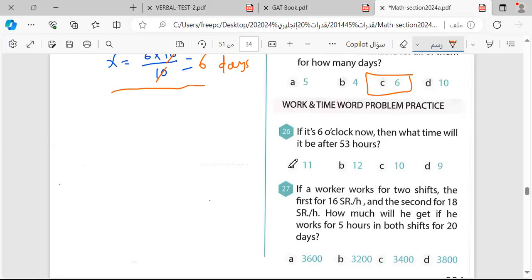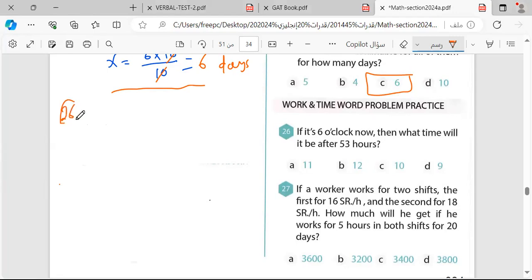متى يصير after 53 hours? When will 6 o'clock come back again? After what? After 24 hours, right? So if now it is 6 p.m., after 24 hours it will be the same clock, right? 6 p.m. Now he asked me after 53.